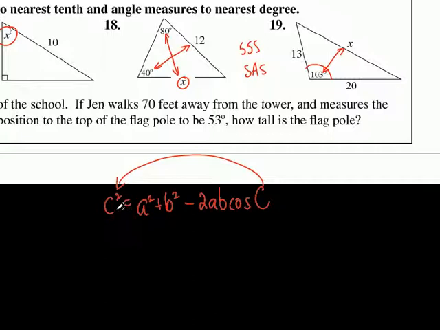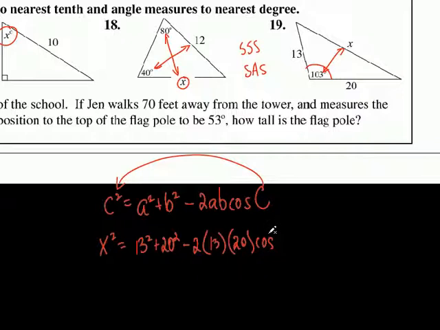All right, so we just plug and chug, right? So we got x squared equals a squared. Doesn't matter which one you call a or b, but I'll just go 13 squared plus 20 squared minus 2 times a, which is 13, times b, which is 20, times the cosine of the angle that's opposite x, which is 103. So there's really no arithmetic on this. There's no real algebra involved. It's just a matter of taking numbers, plug it into a formula, and then using your calculator.